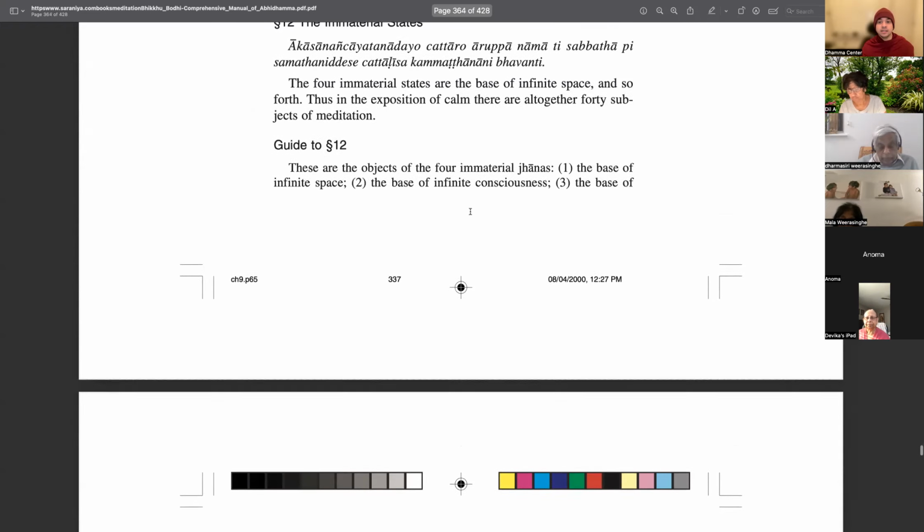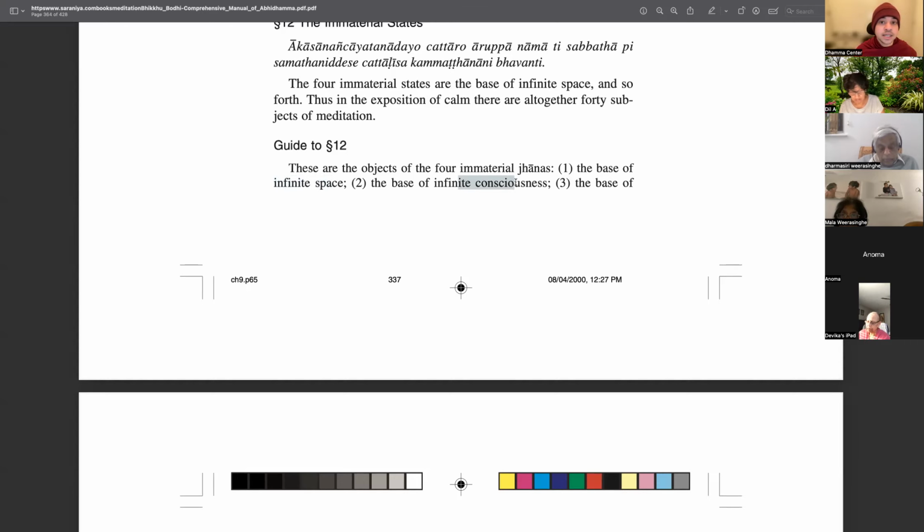Right? Look at it. The first one, the base of infinite space. Space, where did the space come from? The absence of the nimitta. Remember that, everyone? Now the space is seen through its limitation, no? So we take away space as well. What is there? Consciousness. Right?